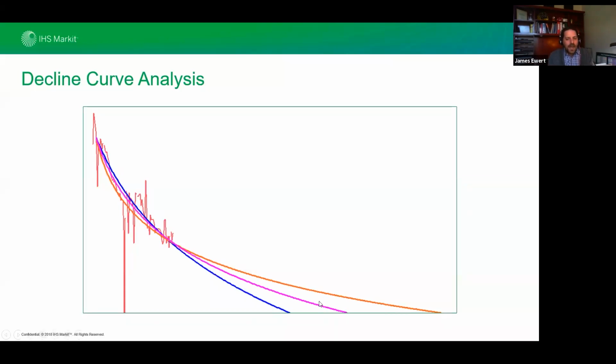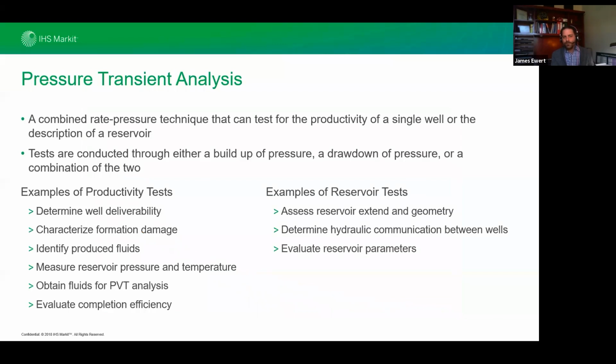But where they terminate on the x-axis, those EUR differences have real consequences. That EUR gets converted into money, and that is a big decision maker and a big drive as to whether we're going to drill more wells here, how we're going to produce this well, etc. So it's easy to do, but the non-uniqueness can be quite an issue.